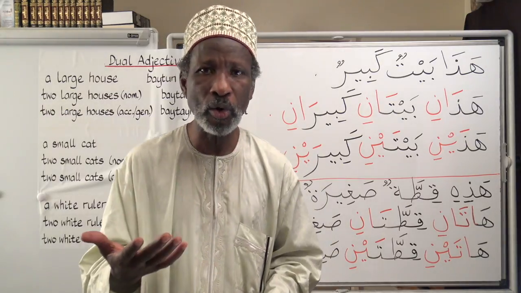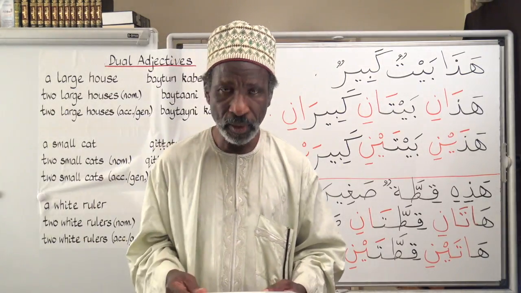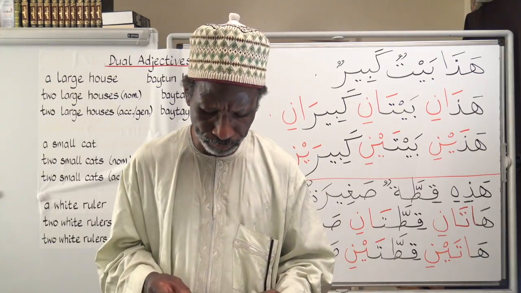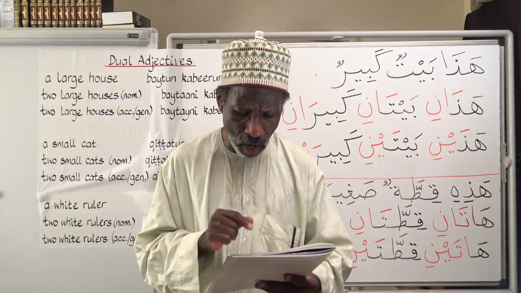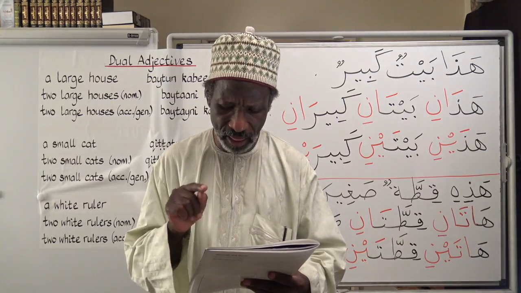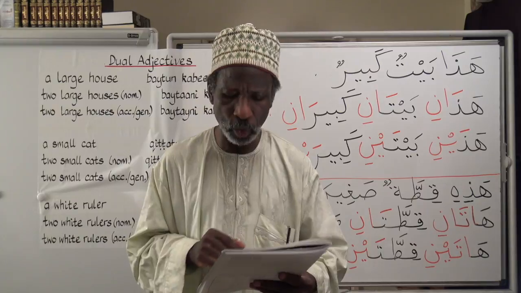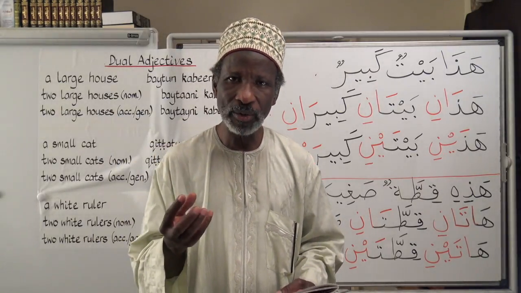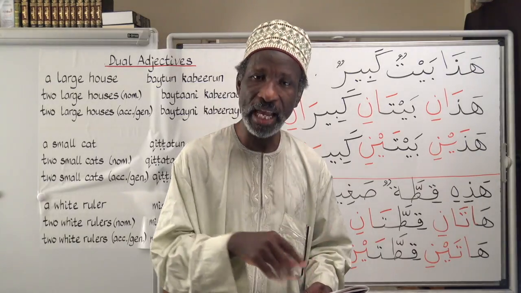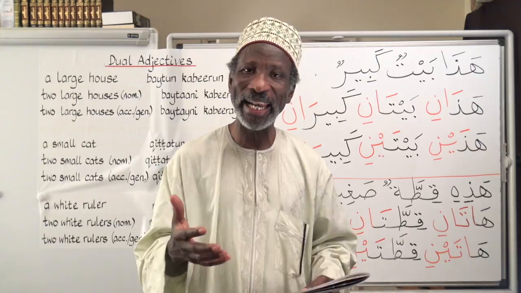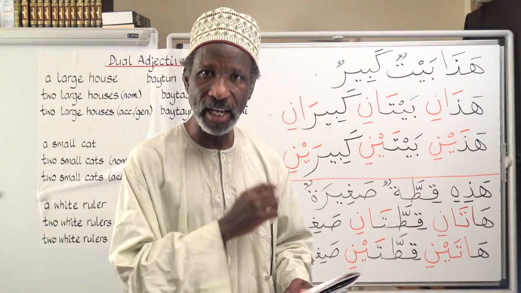Now, to confirm all these practices, we're going to do exercise 30 on page 38 together. Let's do that orally. That's the practice really, and that will be also to practice your vocabulary. Now, number one on this exercise 30 is a thin boy. That's been done for you. Waladun nahifun. Duo will be waladani nahifani or waladaini nahifaini.